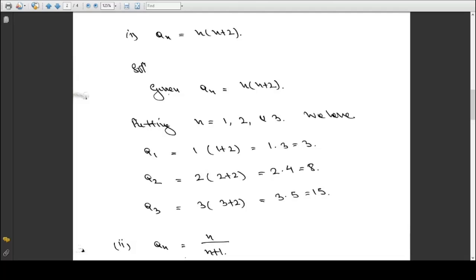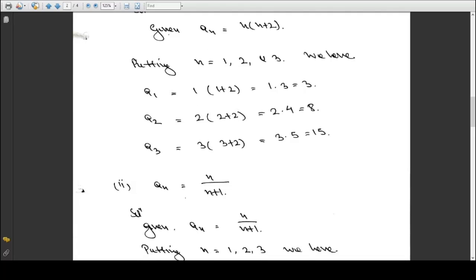Now if you look at this 3, 8, 15, if you subtract 3 from 8 you will get 5, and 15 minus 8 you will get 7. The common difference here differs, because this progression is not actually arithmetic; it is given by a different rule: an equals n plus 2. For the next one, an equals n divided by n plus 1.